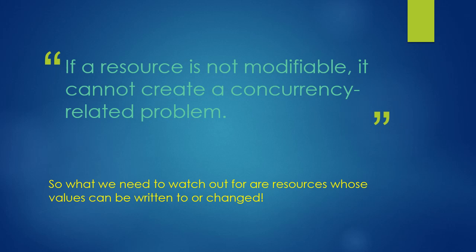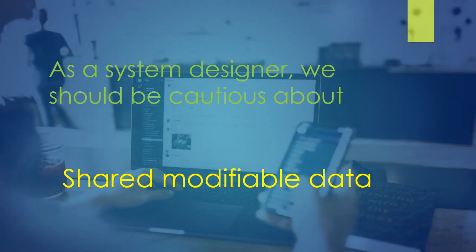If there is a value that many processes read but nobody ever changes it, that is, it is a constant, there will be no concurrency related issue with this variable. If a resource is not modifiable, it cannot create a concurrency related problem. So what we need to watch out for are resources whose values can be written to or changed. So as a system designer, we should be cautious about shared modifiable data.